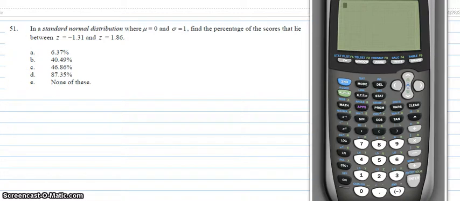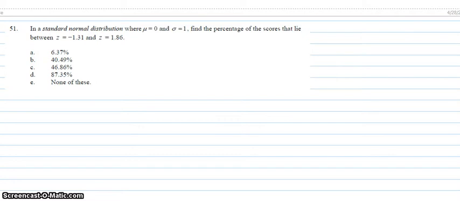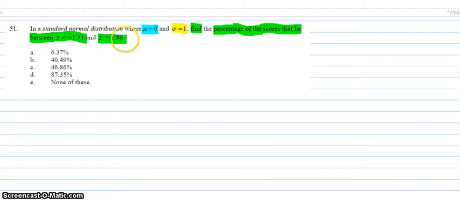Well, let's look at the key information that we're going to need. We already know from the problem that mu equals 0. We know that standard deviation equals 1. And we need to find the percentage of scores that lie between z equals negative 1.31 and z equals 1.86. That is the important information here.